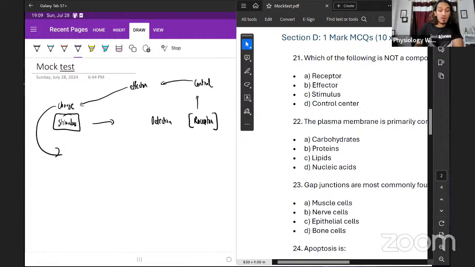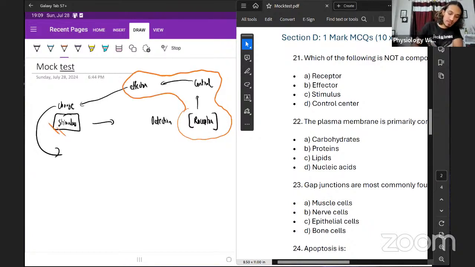Okay, so in our body, your homeostatic mechanism involves this receptor, the control, and the effector. The stimulus is not under our control. Okay, most likely it cannot be under our control. So any change that happens, your homeostatic mechanism with its receptor, its center, and the effector takes in and controls it.